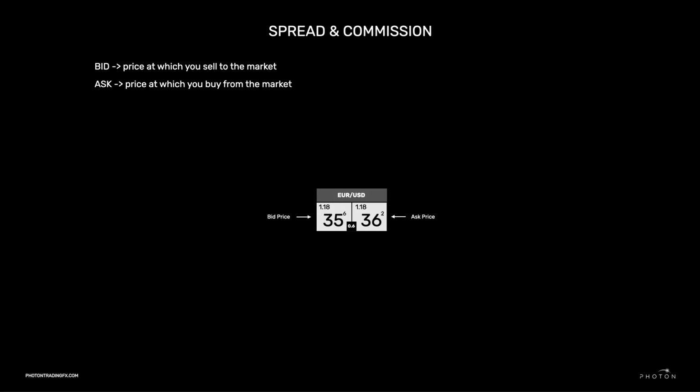Now, an easy way to remember this is to ask yourself, what is the market doing? The market is asking for, or the market is bidding at. Because you can only buy at what the market is asking, so you buy on the ask price, and you can only sell at what the market is bidding. So you sell at the bid price.